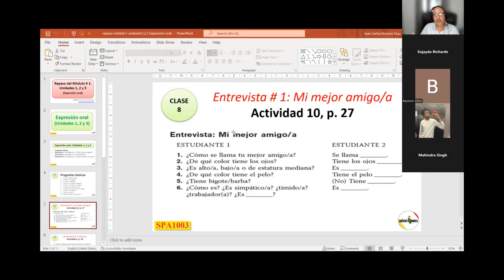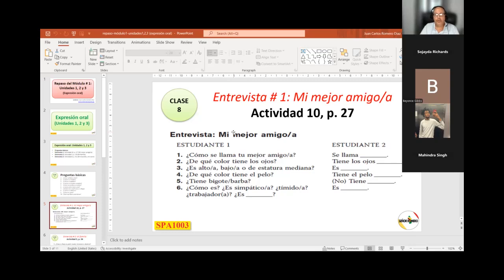¿Cómo se llama tu mejor amigo? What's your best friend's name? Se llama, his name is, or her name is. ¿De qué color tiene los ojos? What's the color of the eyes of your best friend? ¿Tiene los ojos? ¿Es alto? Is he tall or is she tall? ¿Es bajo? Is he short or is she short?